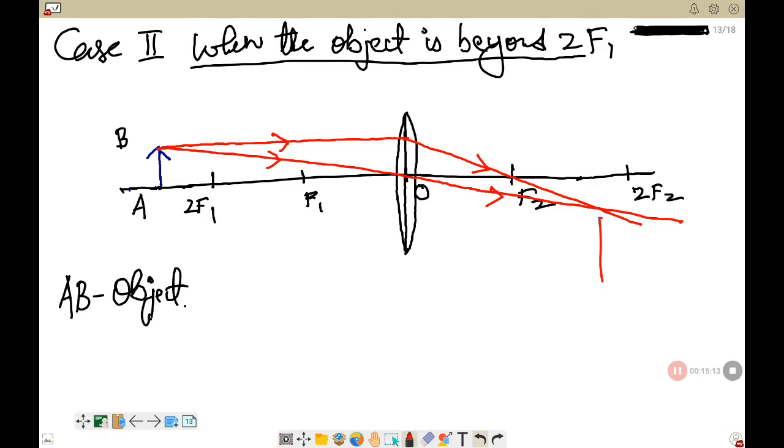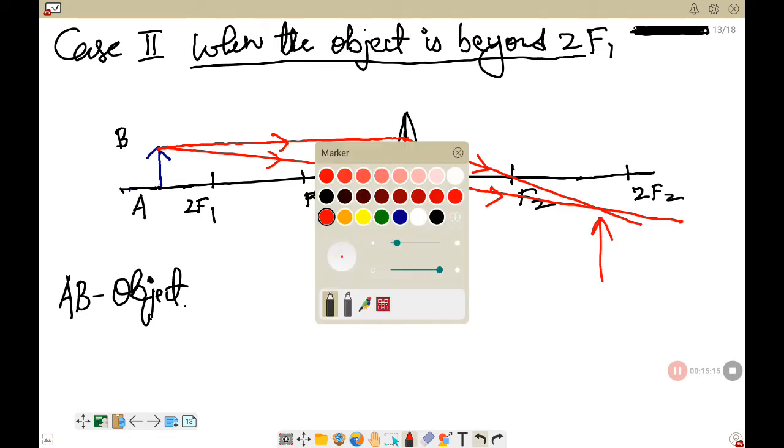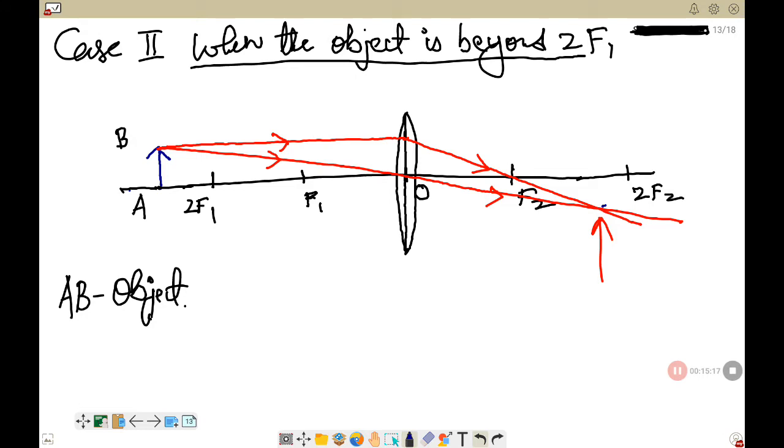So here you see that they are intersecting. So the point at which the rays intersect is the point where the image is formed. So this I will name as A dash, B dash. So I'll write here that A dash, B dash is my image. Yes, so I located, isn't it, the image where the image is formed.